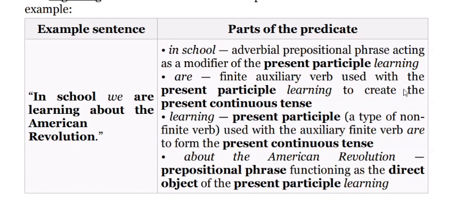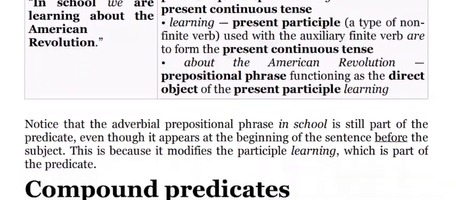Are is a finite auxiliary verb used with the present participle learning to create the present continuous tense. Learning is a present participle, a type of non-finite verb used with the auxiliary verb to form the present continuous tense. So learning is used with the finite auxiliary verb are. About the American Revolution is a prepositional phrase functioning as the direct object of the present participle learning.